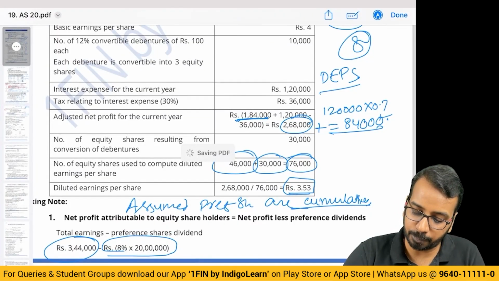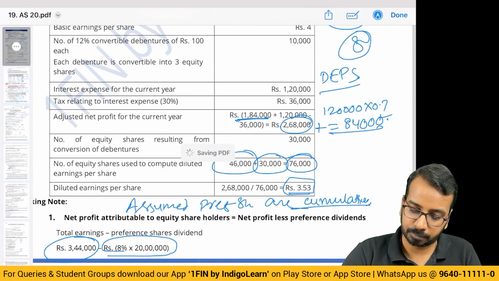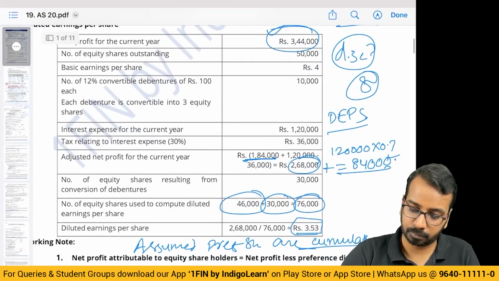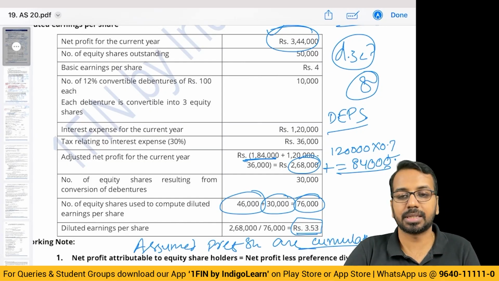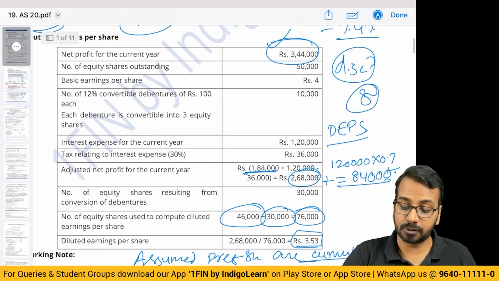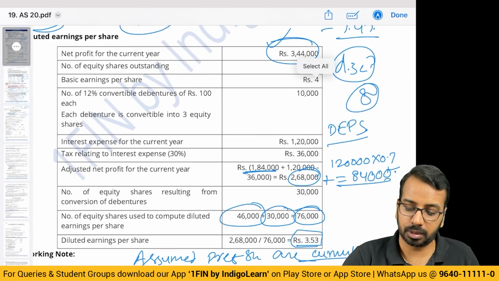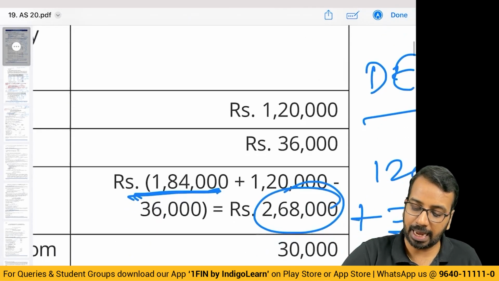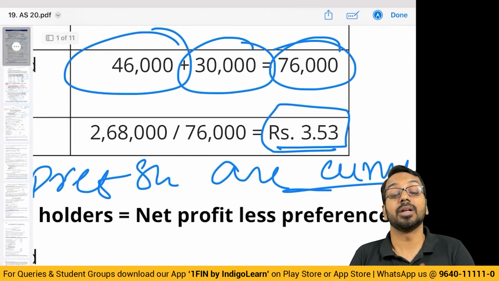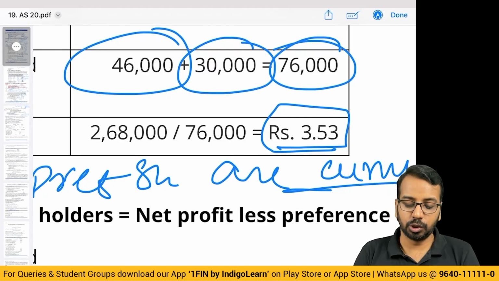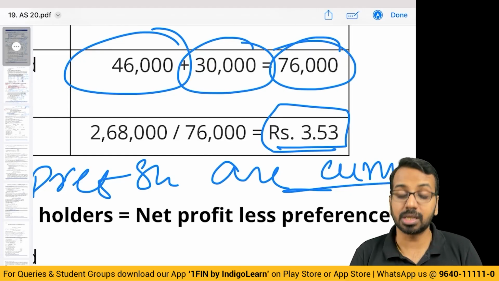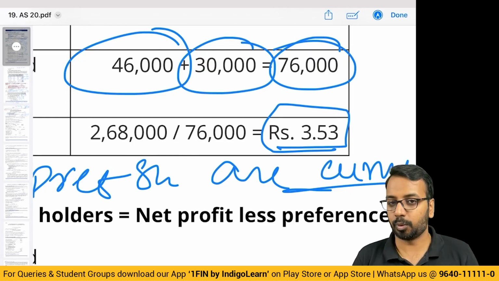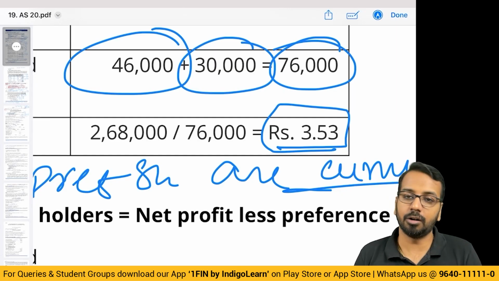Or you will take 344 plus 84 divided by 76 and you will do. Now, sometimes what happens is, here you got 4. The EPS they have calculated is 4, and here you got 3.53, it is dilutive. Sometimes if this number becomes bigger, you will say the convertible or the potential equity shares are non-dilutive, and hence diluted earnings per share is not to be reported. You have to make this statement, only then you will get the marks.